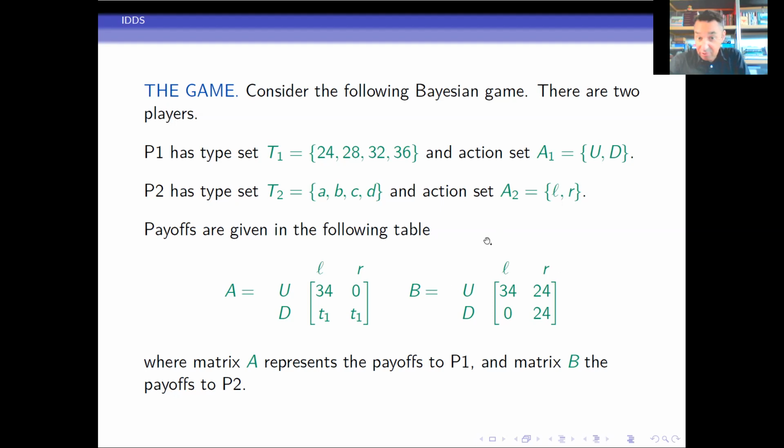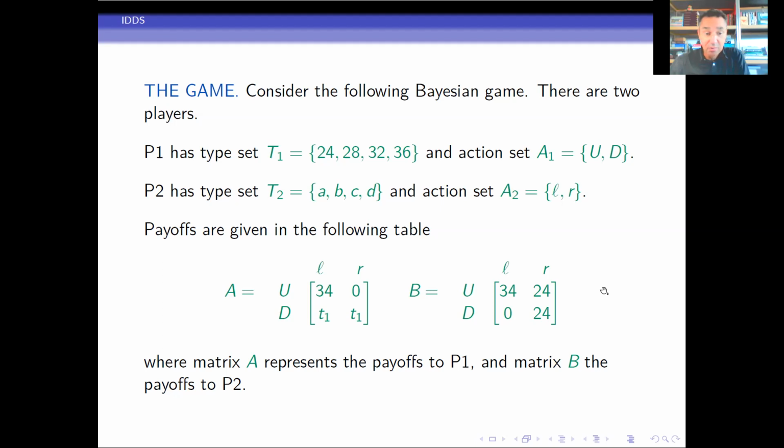The same, by the way, for player two. If he plays the right column, he gets 24 no matter what. So both players have a secure strategy, you could say, and the other one is risky with a payoff of either 34 or zero. Okay, so that is that. So you can see that in this story, actually only the types of player one play a role.